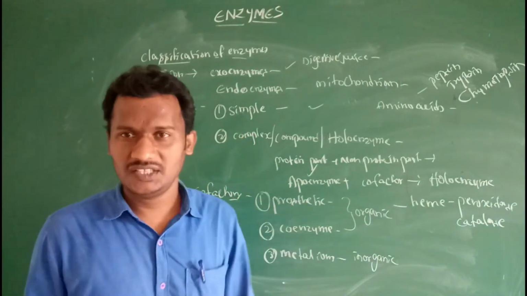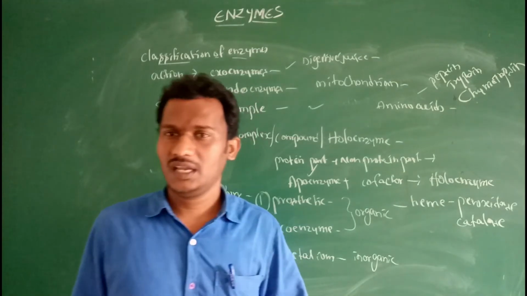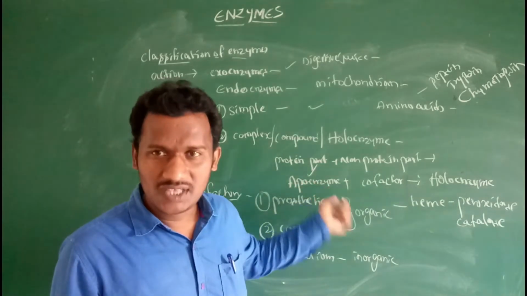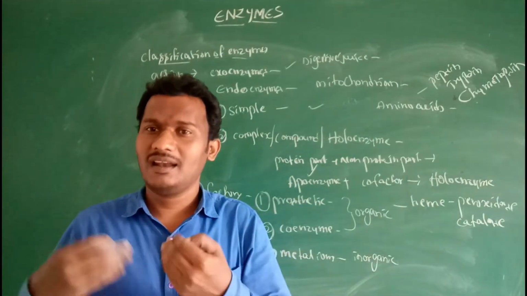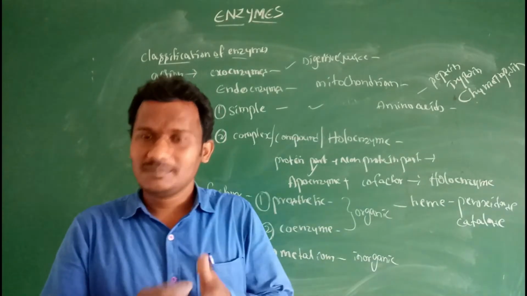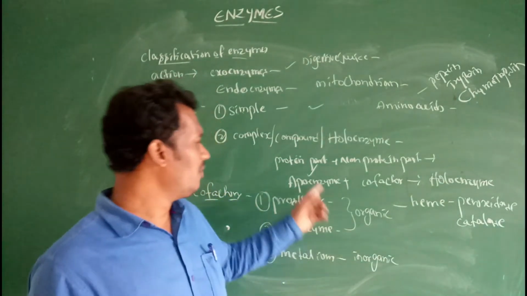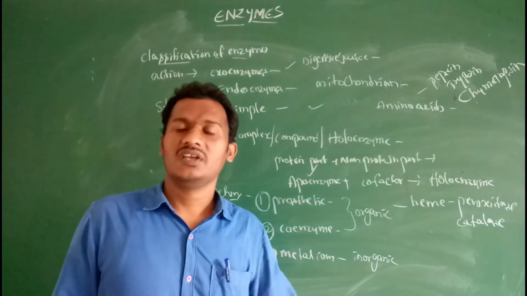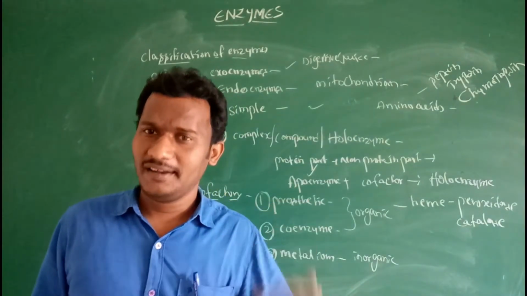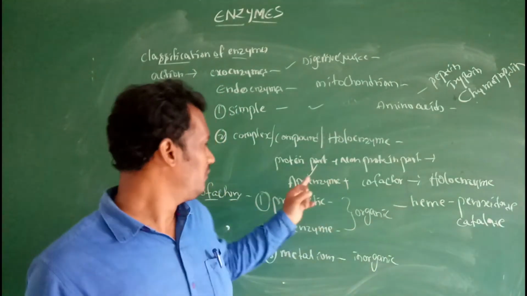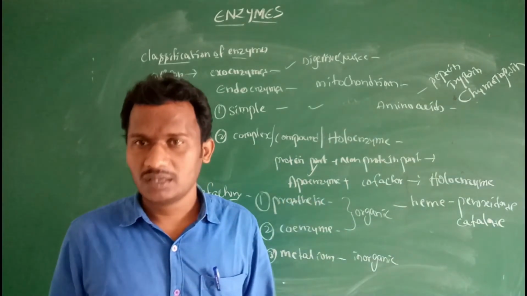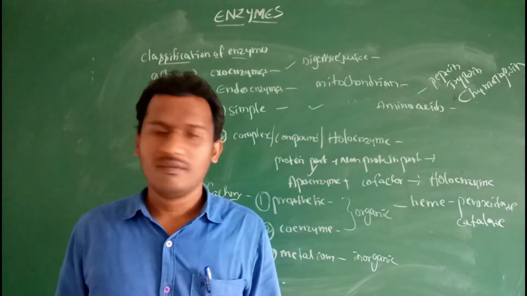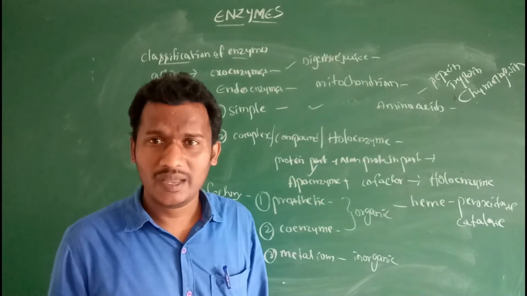Next one, coenzyme. Coenzyme is also organic in nature, but it is loosely bound with the apoenzyme. After completion of the catalytic reaction, it may be separated from the protein part, the apoenzyme. So coenzymes are organic in nature, loosely bound with the protein part.